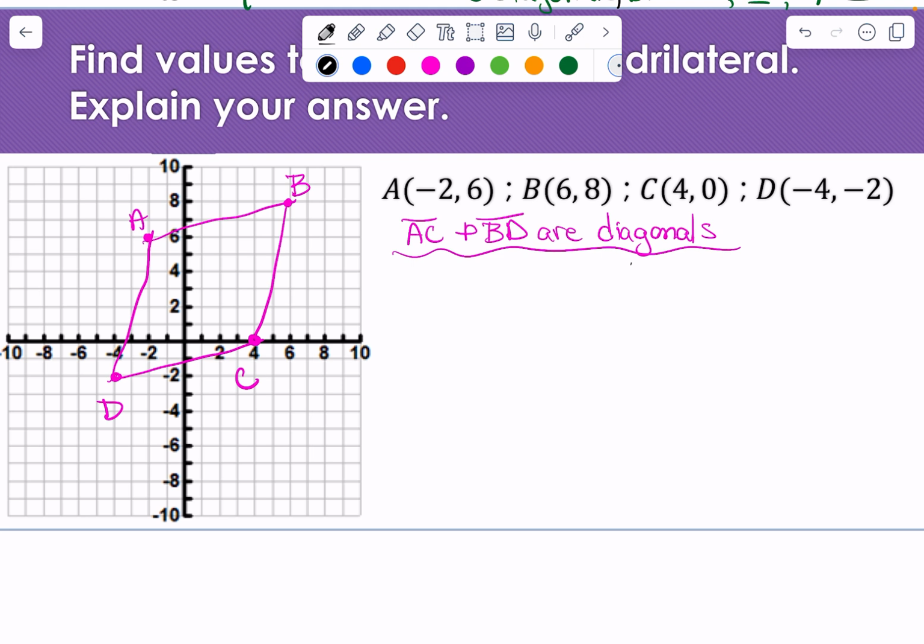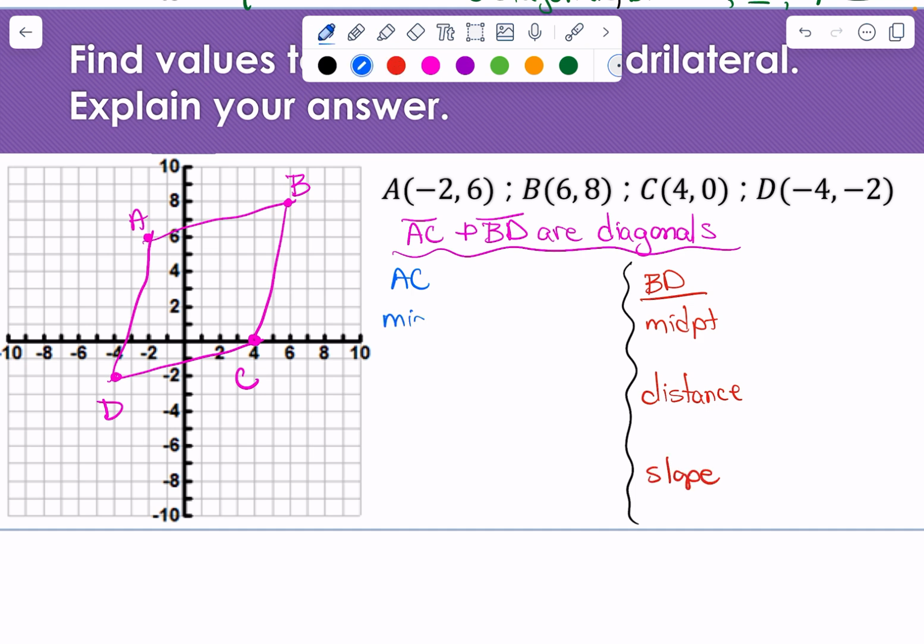Then I'm going to take those now, and I'm going to find AC on this side. I'm going to find BD on this side. I'm going to be looking for midpoint, distance, and slope. And over here, I'm going to find midpoint, distance, and slope. Okay, so here we go then.